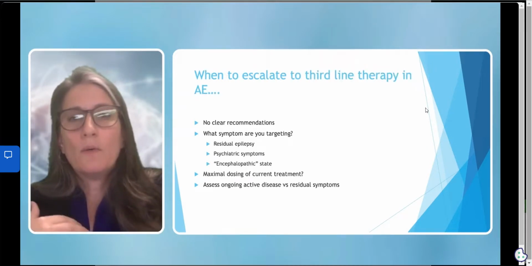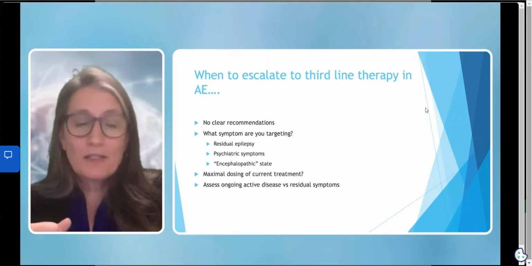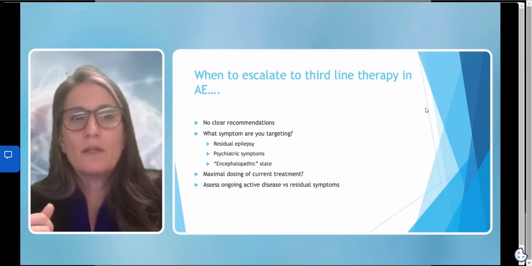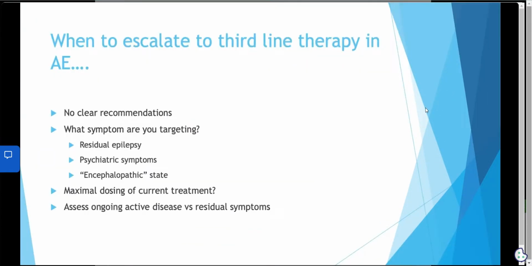When to escalate to third-line therapy, this gets a little trickier. There are less clear guidelines on when to consider that and how much time to give your rituximab or those second-line agents to work. Our practice is to try to give 2 to 3 months for rituximab or Cytoxan to see if it's going to be beneficial before escalating to third-line therapy.